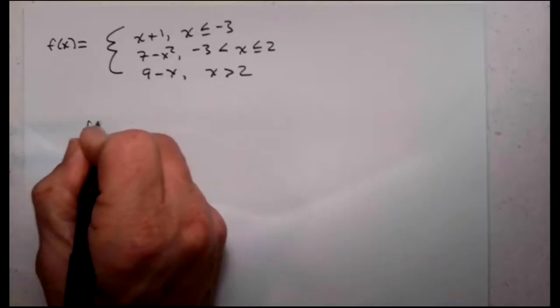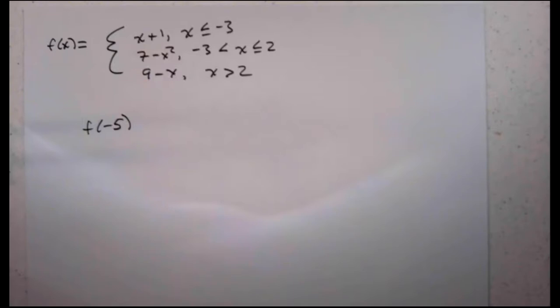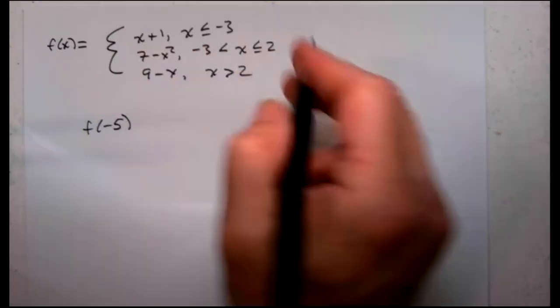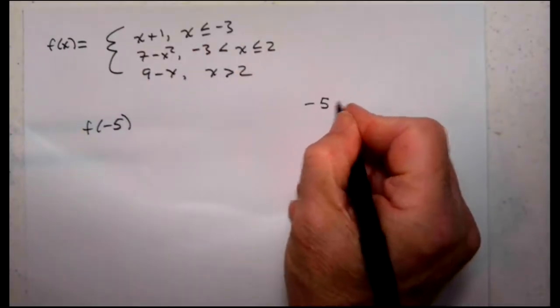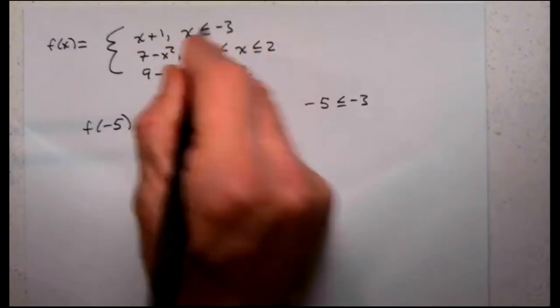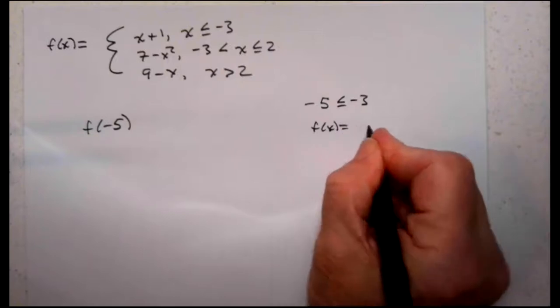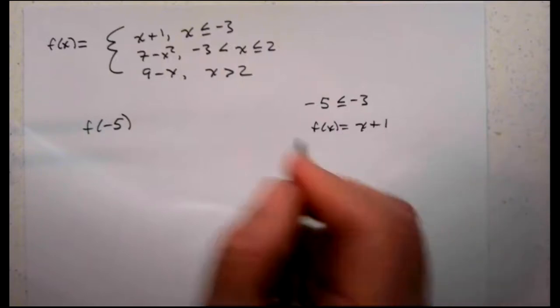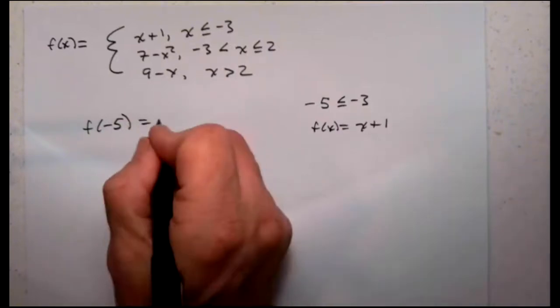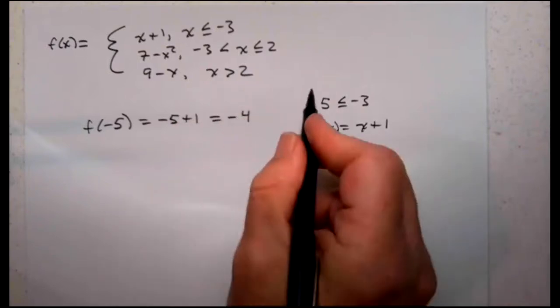What do we have to figure out? Remember, this is one function, it's not multiple functions. Which branch am I on? Well, negative 5 is less than or equal to negative 3, excuse me. That means I'm on the first branch, so I'm using the x plus 1 branch. So f of x is x plus 1. Knowing that, f of negative 5 would be negative 5 plus 1, which is negative 4.